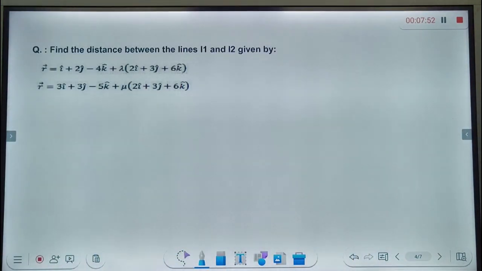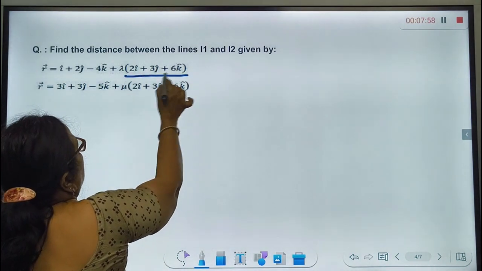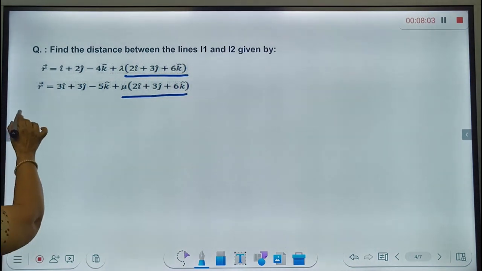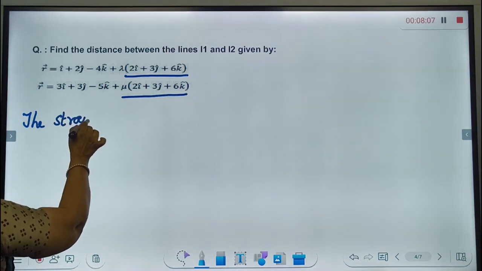Now look at another set of straight lines for which we are going to find the distance. So here what do you observe? The drs are one and the same. So the straight lines are parallel.